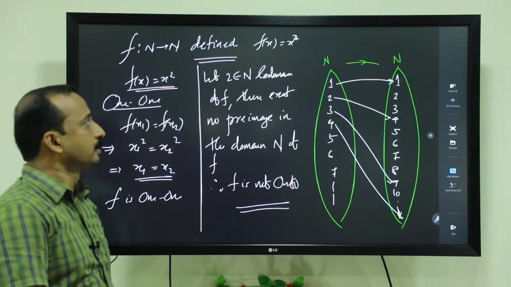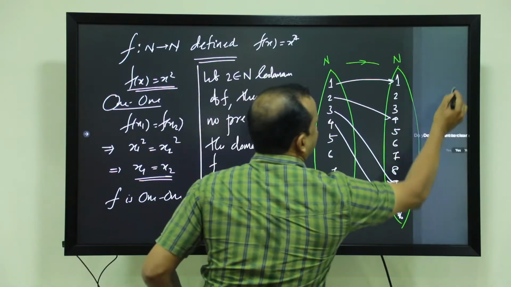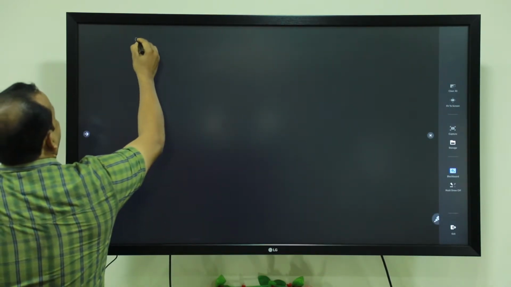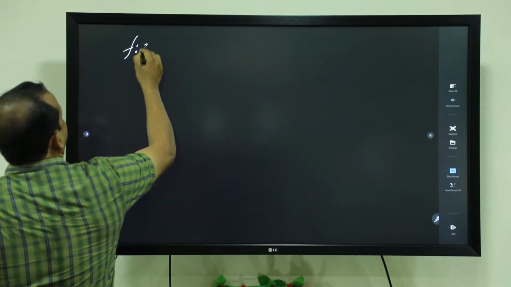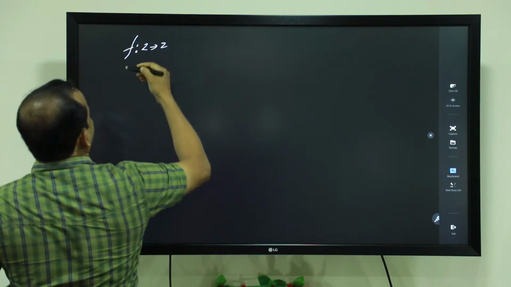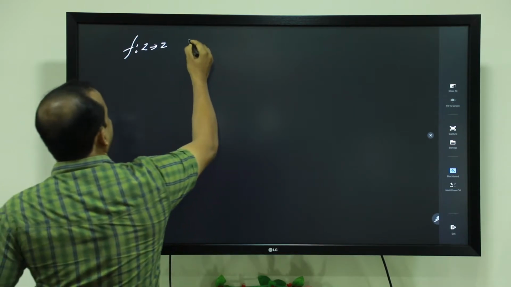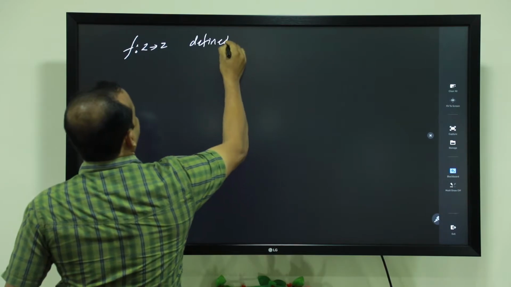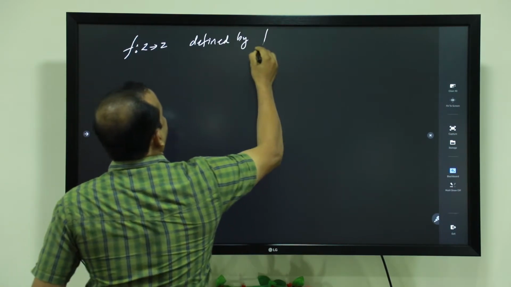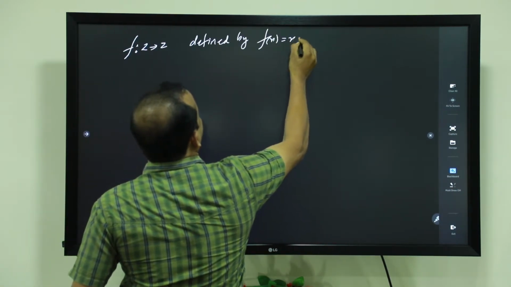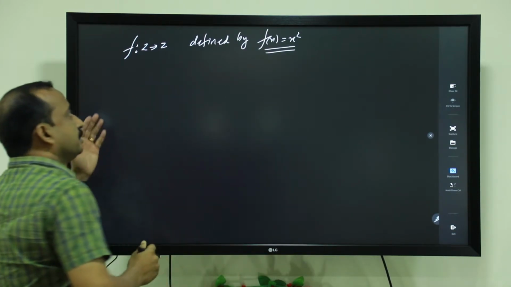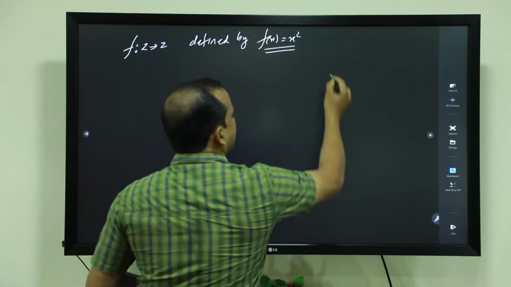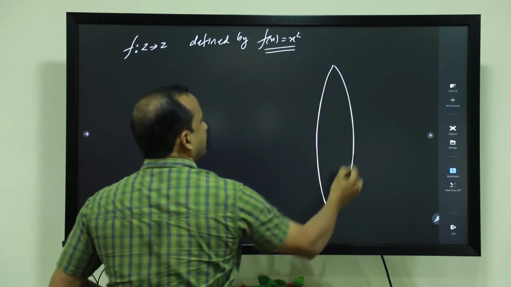Okay, now let us do one more problem based on this function. A function f from Z to Z defined by f of x is equal to the same function, x square. Check whether it is one-one or onto. Here also, first of all, we form an arrow diagram.